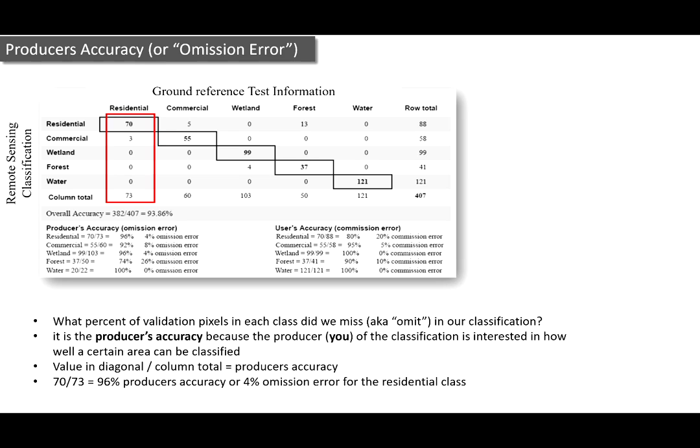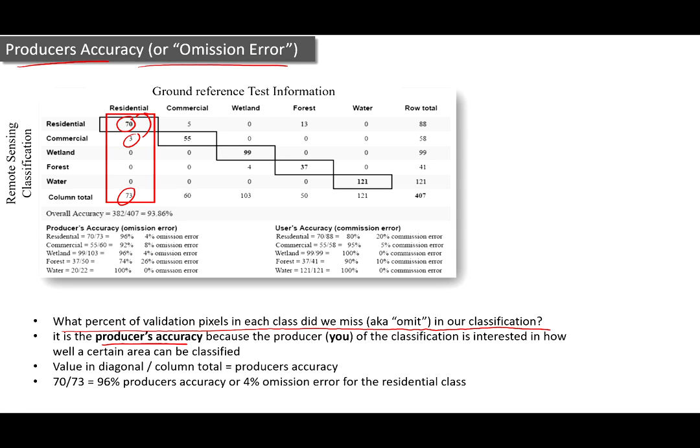So the first thing we'll look at is producer's accuracy, which is the inverse of omission error. So, what percent of validation pixels in each class did we miss, aka omit, in our classification? So let's start with that, and then we'll come back to producer's accuracy. We can see here that we got 70 out of 73 correct, but we missed 3. We should have gotten 3 more pixels assigned to residential, but instead we classified that as commercial. So our omission error, just in terms of pixels, is 3 out of 73.